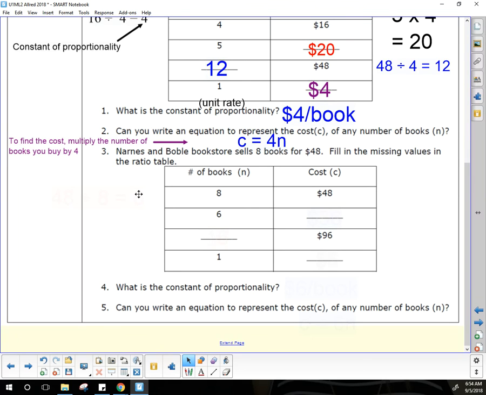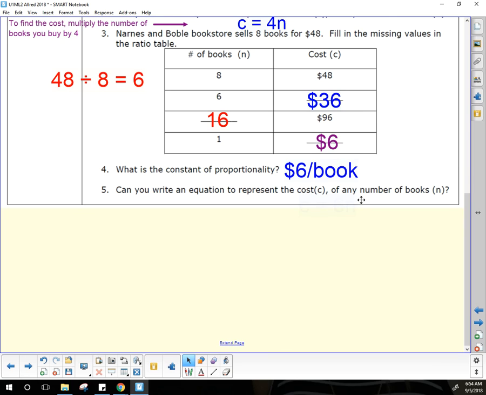Awesome job. Hopefully you found that if Nards and Noble bookstore sells 8 books for $48, $48 divided by 8 books is $6 per book. So hopefully you found that 6 books would be $36. $96 worth of books is 16 books. The constant of proportionality in this case was $6 per book. And you could write an equation to represent the cost of any number of books by doing C, the cost, equals 6 times the number of books that you buy.